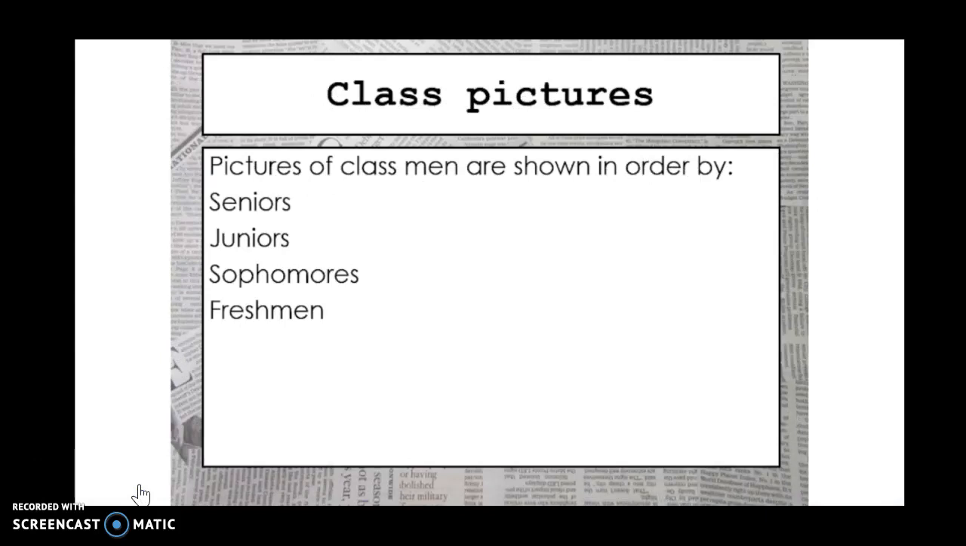Class pictures are ordered by seniors, juniors, sophomores, freshmen. We work our way from the oldest to the youngest. The reason we do that is really and truly our yearbooks are pointed for our seniors. This is something that they usually use to remember what their last year of high school was about, all the good stuff that happened. So we like to put them first in a lot of the things that we do.